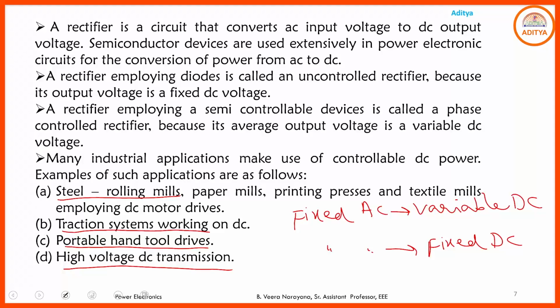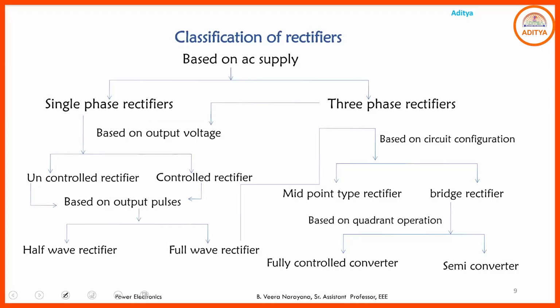So simply we will go through these rectifiers, which convert the AC supply into the DC supply. And coming to the classification of the rectifiers, mainly the rectifiers are classified depending on the output level. Those are classified as either controlled rectifier or uncontrolled rectifier. We already said if you go through the uncontrolled rectifier, the fixed AC is converted into the fixed DC. If you go through the controlled rectifier, here fixed AC is converted into variable DC.